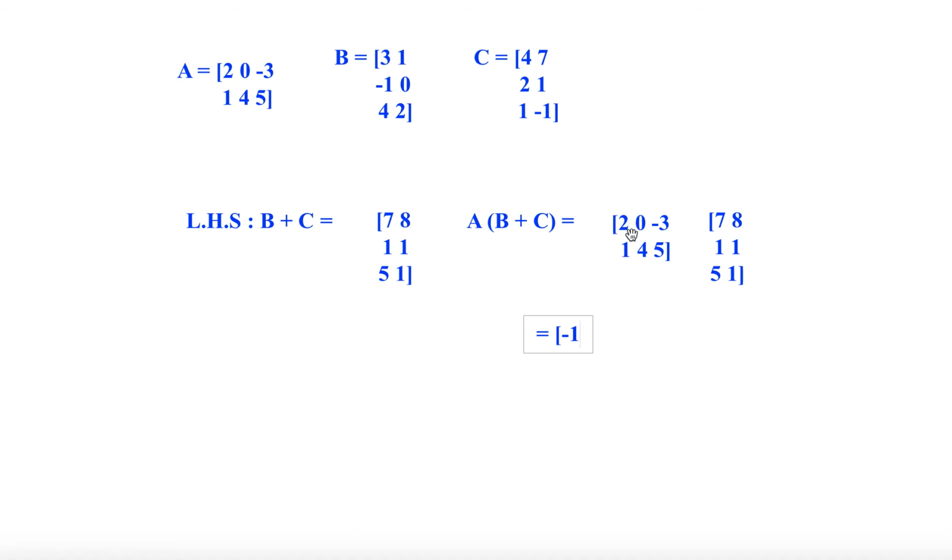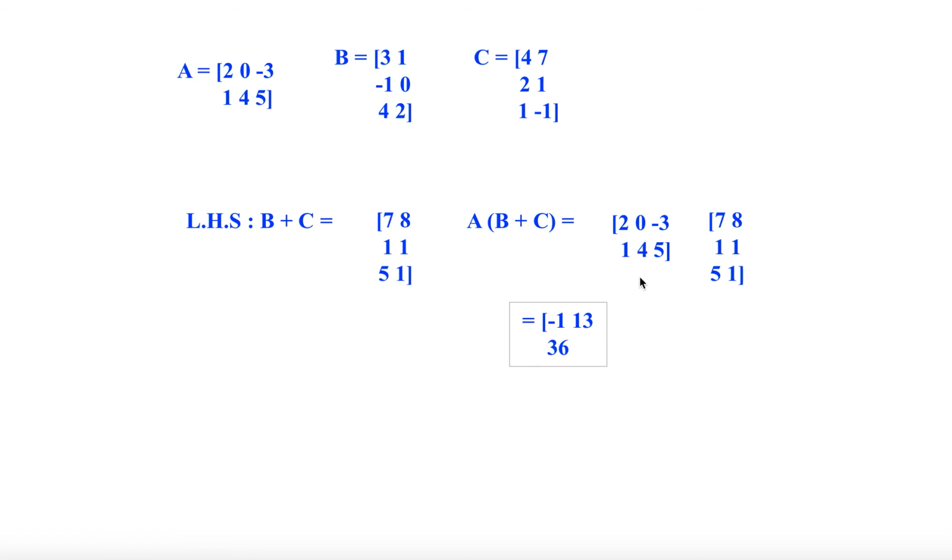Next, the first row, second column element. This first row with the second column: 16 minus 3. That is 13. Then you will go to the second row. This second row and first column: 7 fours are 11 plus 25, that is 36. Fair enough.